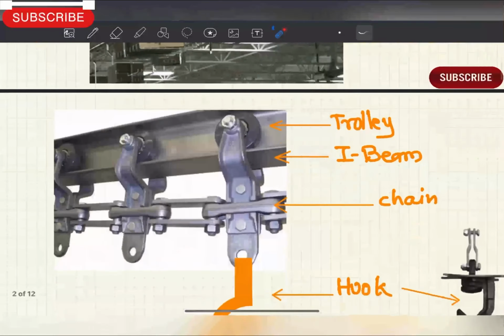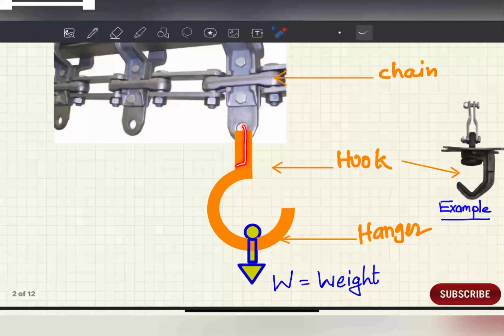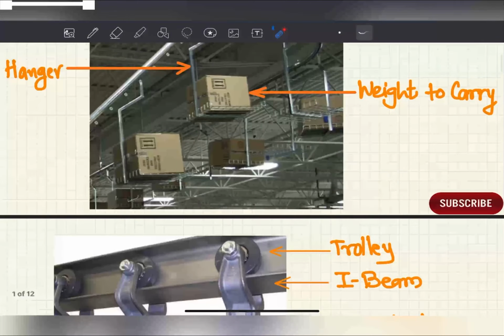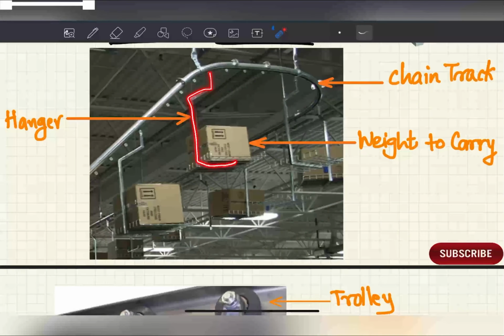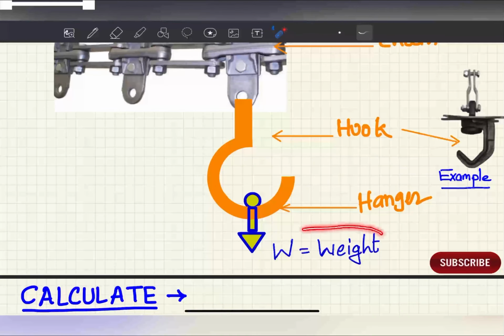Next we will see the chain track, how the chain track has been designed. Here we have an I-beam which is actually carrying the chain in this track. This is a trolley which is actually connected through the chains. Now you can see we have located a trolley, I-beam, chain, and then we have some hooks hanging below the chain. In this hook we have to carry a hanger, or directly we can put some weight to the hanger to carry. So this is a weight.